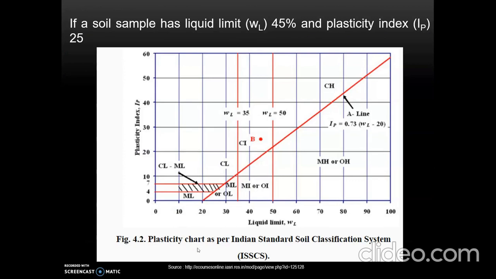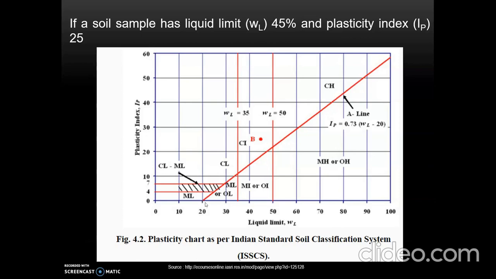Now we will learn how to draw the plasticity chart as per the Indian Standard Soil Classification System. As seen in the previous classification system, that is the USCS system, we will have to use liquid limit values and plasticity index values in order to draw the plasticity chart. So liquid limit values will be shown on the x-axis and plasticity index values, that is IP values, will be shown on the y-axis.